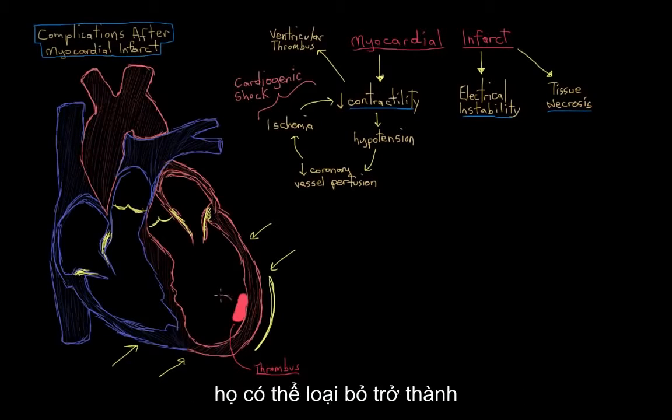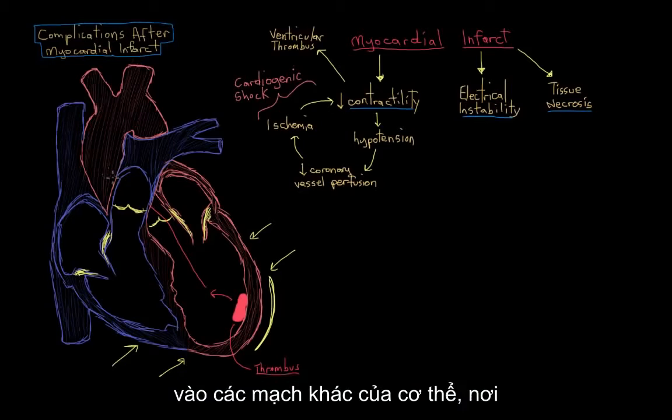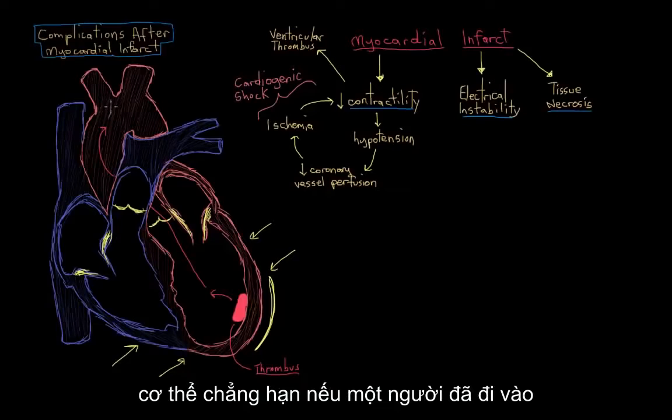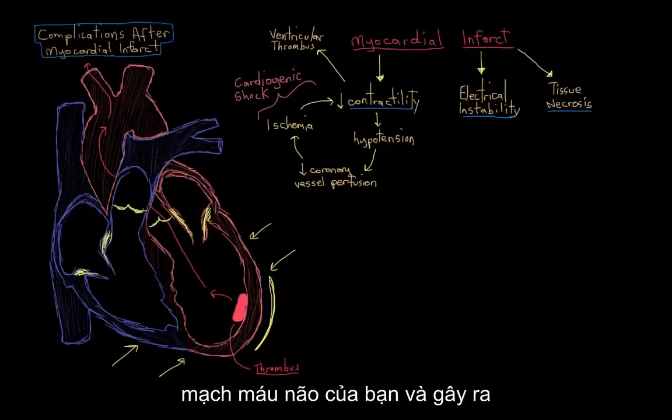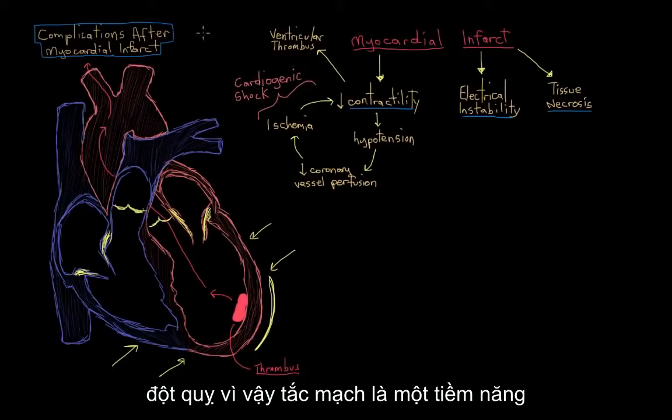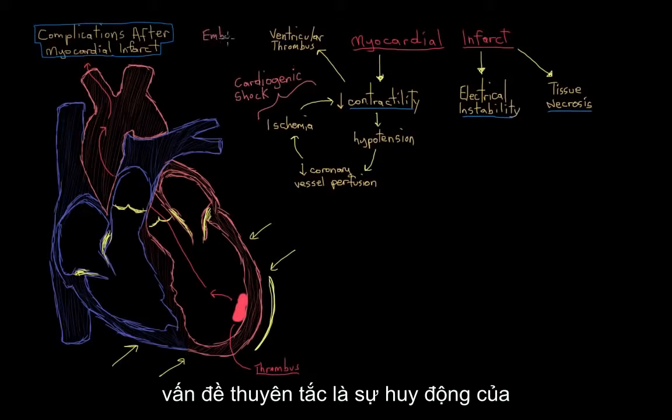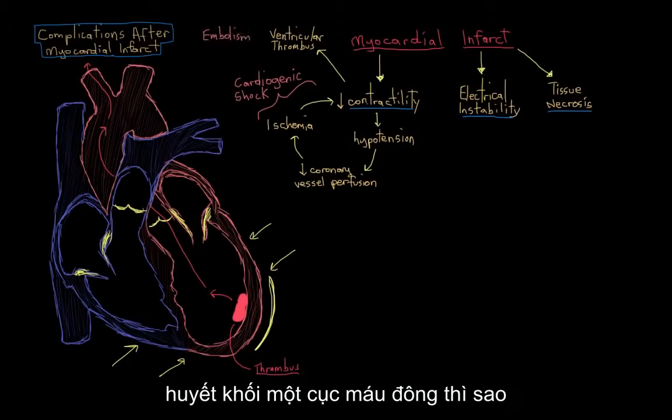Well, sometimes they can flick off, become separated off of the left ventricle wall there, and travel through the aorta and into other vessels of the body where they might get stuck and cause an infarction in another part of the body. For example, if one went up into your brain, it might get stuck in one of your cerebral vessels and cause a stroke. So embolism is a potential problem. Embolism is the mobilization of a thrombus, a clot.